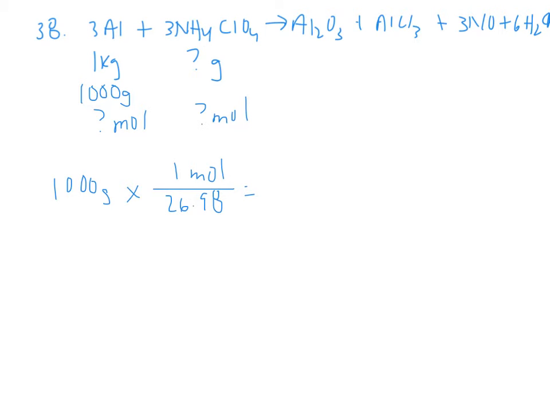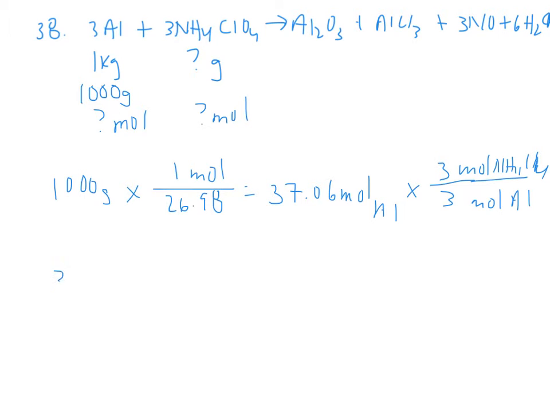So 1,000 grams is 37.06 moles of aluminum. And I see it's in a 3-to-3 ratio. So that means my moles of NH4ClO4 and my moles of aluminum really are the same. So I'm really working with 37.06 moles of NH4ClO4.